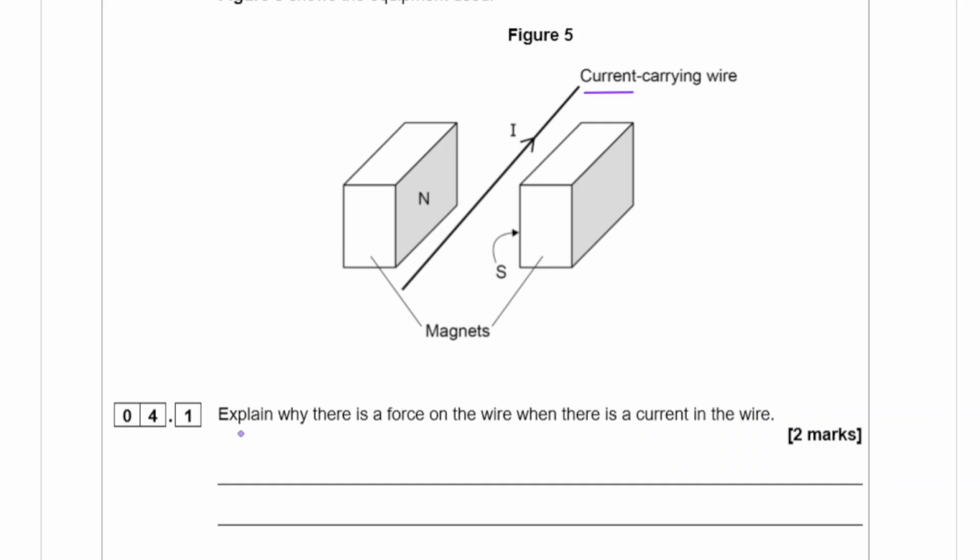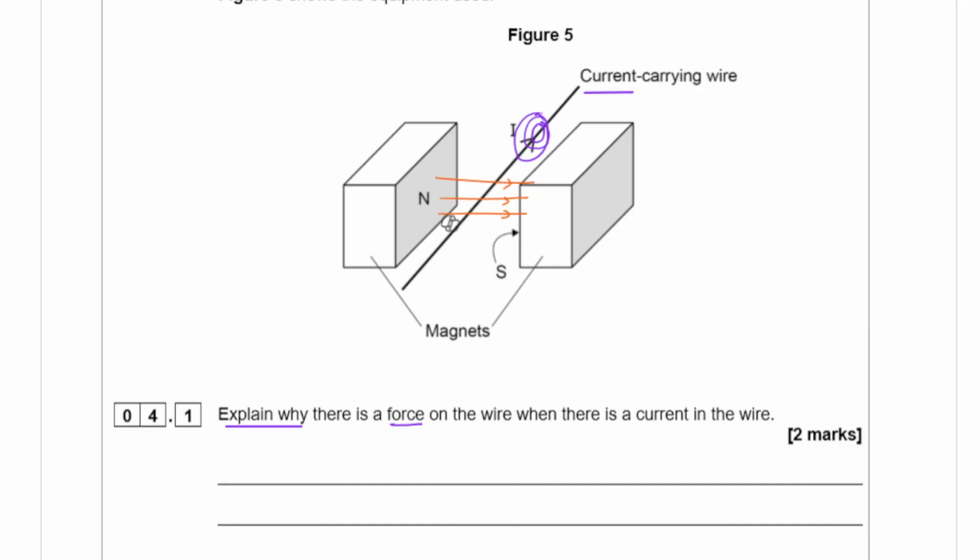Question 4.1. Explain why there is a force on the wire when there is a current in the wire. Now, when there is a current in the wire, that would produce a magnetic field around it. Now, because that magnetic field is inside another magnetic field from the permanent magnet, which is going from north to south, there are two magnetic fields interacting, which would either oppose or attract each other, which means there is going to be a force on the wire itself.